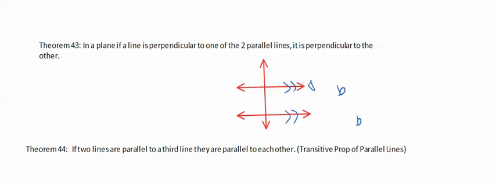And finally, our last two theorems. Theorem 43 says, in a plane, if a line is perpendicular to one of the two parallel lines, it is perpendicular to the other.